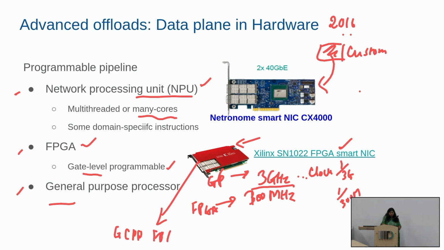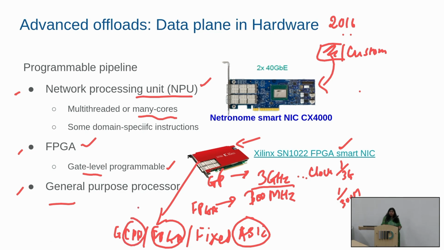They have FPGA fabric, plus they have fixed function accelerators, fixed function ASICs. ASICs are very fast because they're custom designed. FPGA speed is a little lower than ASICs. For CPUs, the speed depends on the algorithm that you run.